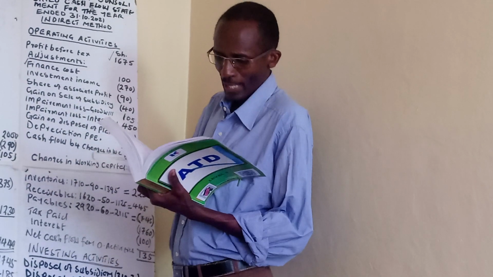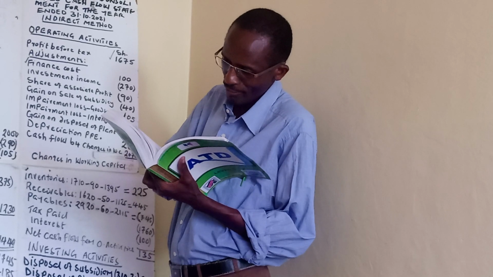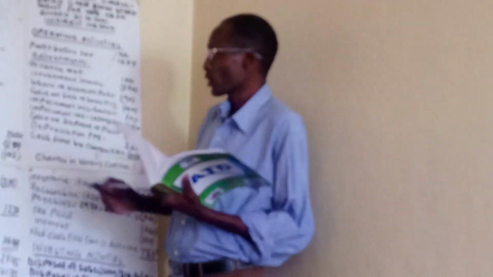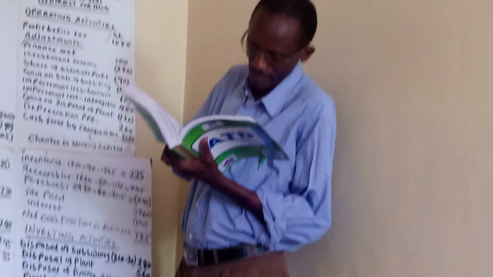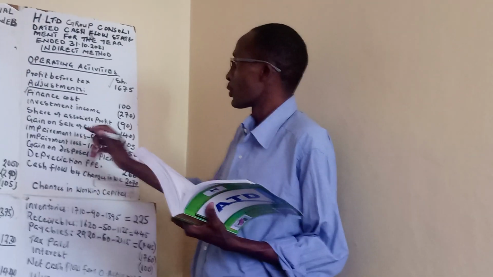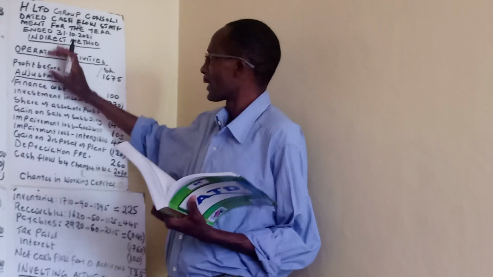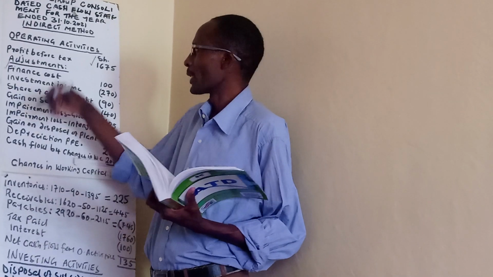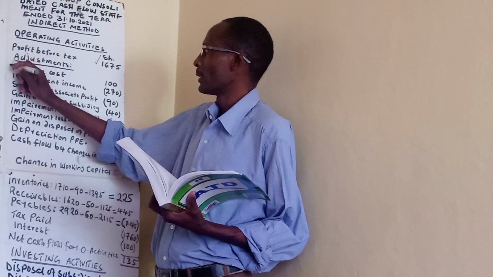Now, the first item that was deducted there is this one, finance cost. They deducted 100. So this 100 as finance cost is not an operating activity. It was deducted, so we added it back. That's the reason why we have added back the 100.